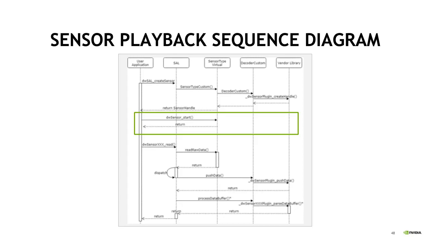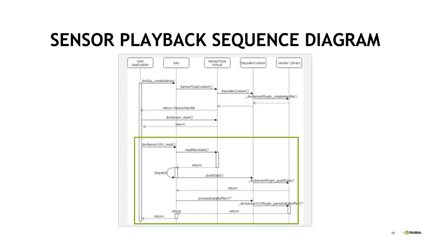Reading is similar to the other sequence diagrams, but the data is fed by a sensor type virtual layer, not the plugin.so file. Here, we're dealing with a virtual sensor, so no transport layer is needed. We follow the same sequence of read data, dispatch, and push data to get the data in, and then call the process data buffer to decode. The plugin library is used for these two cases, push data and process data buffer.